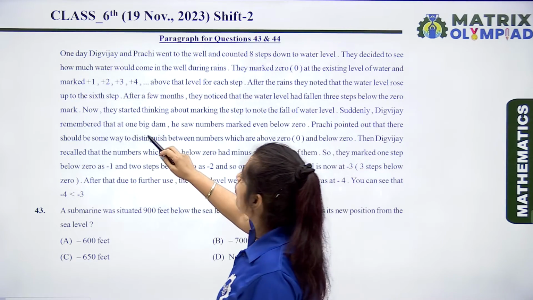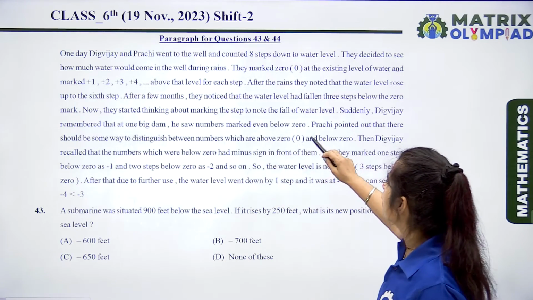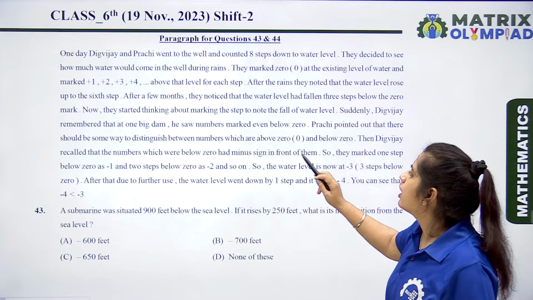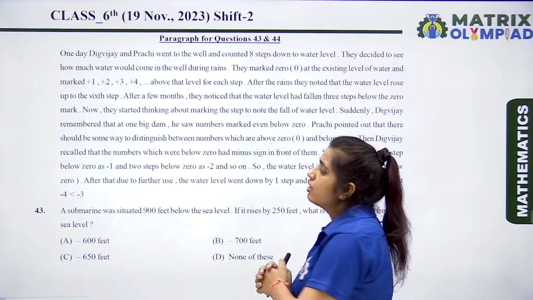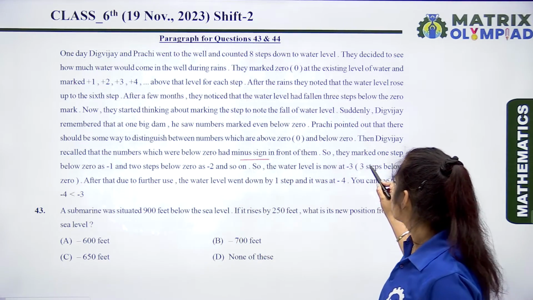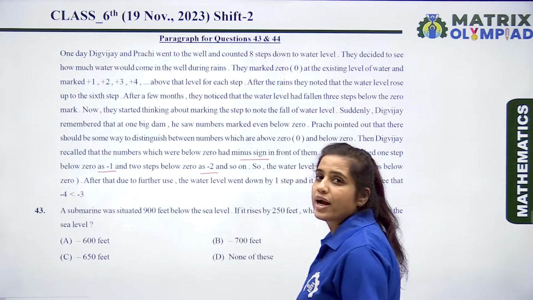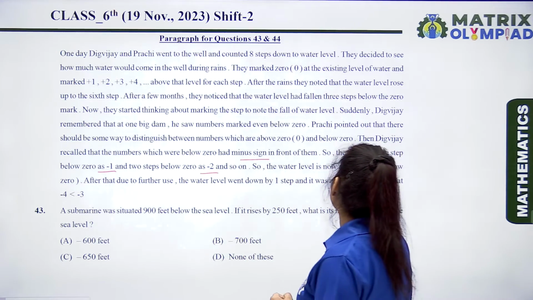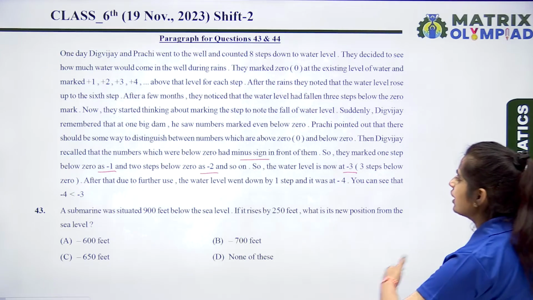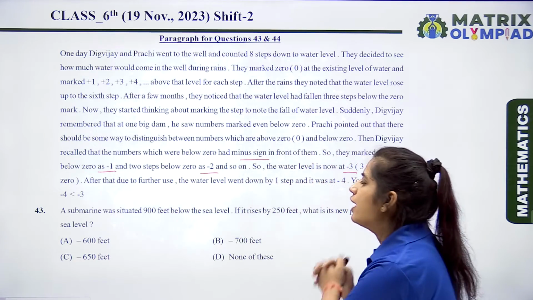Suddenly, Digvijay remembered that at one big dam he saw numbers marked even below 0. Prachi pointed out that there should be some way to distinguish between numbers which are above 0 and below 0. Then Digvijay recalled that numbers which were below 0 had a minus sign in front of them. So they marked 1 step below 0 as -1, 2 steps below 0 as -2 and so on. So the water level is now at -3, meaning 3 steps below 0. After that, due to further use, the water level went down by 1 step and it was at -4. You can see that -4 is smaller than -3. So here we have to use this information.